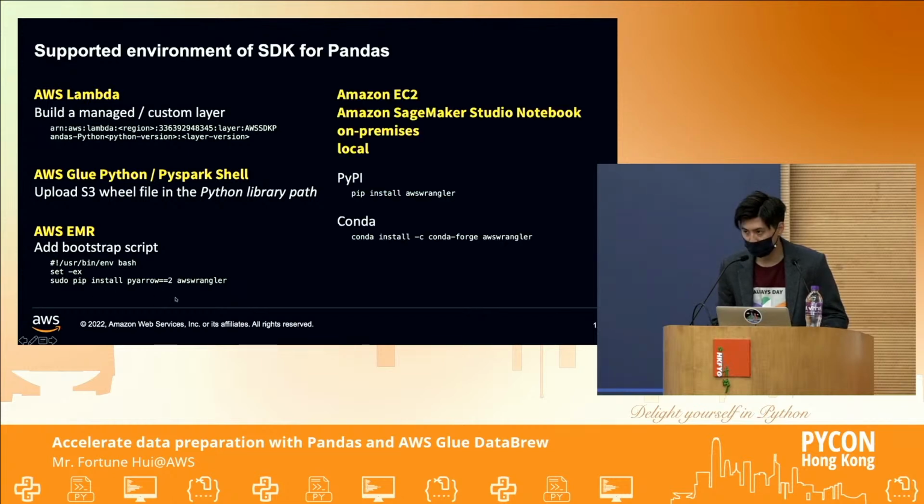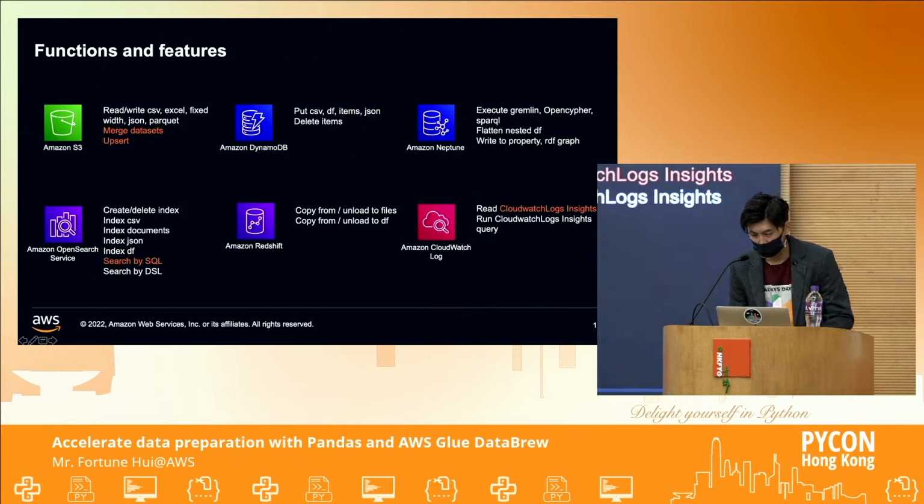For the environment that you guys are most familiar with, like on-premises or local environment, you could just use pip or Conda to install the package, and then you can start using the service. Just a highlight of the function and feature highlights. It can read and write data on our S3 bucket, which is low cost and performant object storage. There are also some functions that you can merge and upsert your data in Parquet format.